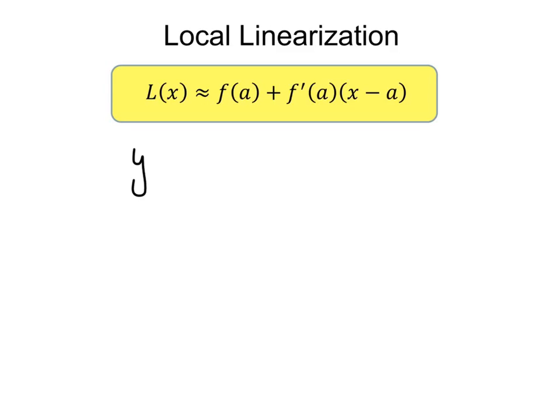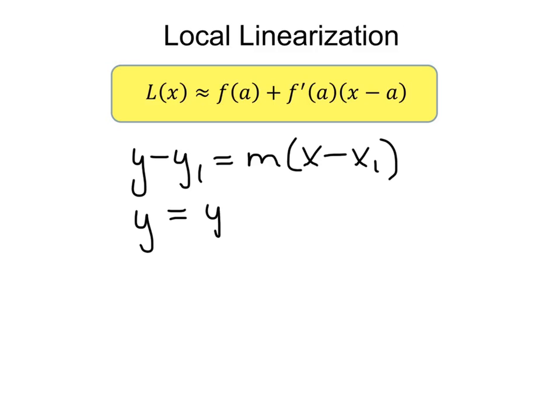You might be familiar with point-slope form, y minus y1 equals m times x minus x1, where x1, y1 is a point and m is a slope. If you solve this for y and you add y1 to the right-hand side, we would get y equals y1 plus m times x minus x1.